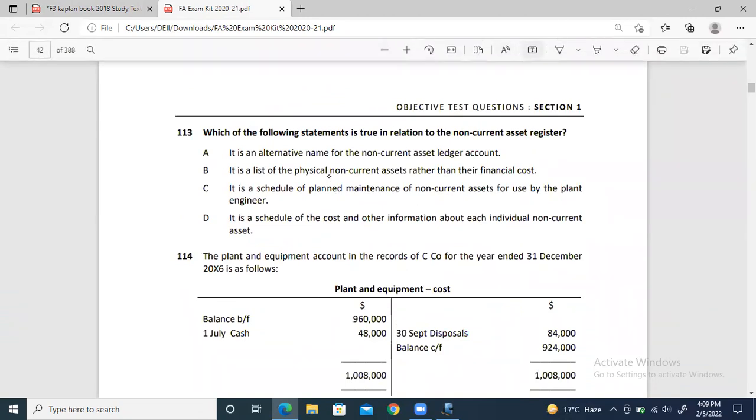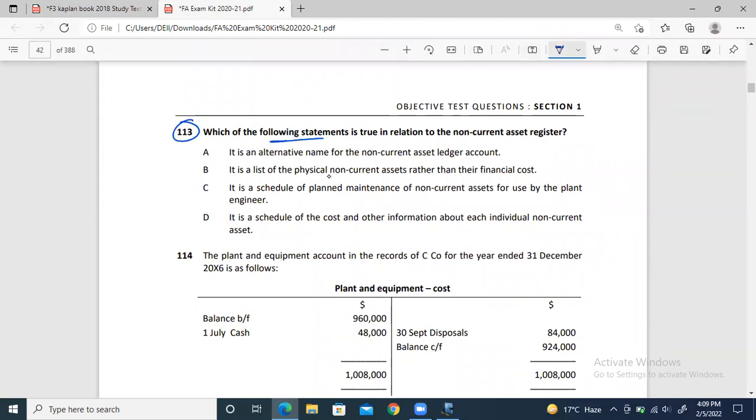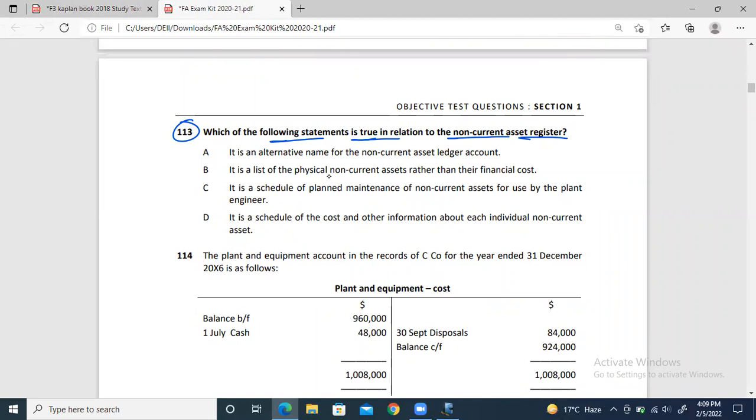Okay, so it's starting from here. Question 113. All right. Which of the following statements is true in relation to the non-current asset register? So we studied the non-current asset register. It contains all the details about the asset, right? So option A is it is an alternative name for the non-current asset ledger account. Note, this is actually wrong because the ledger account is basically the T account, right? So a T account can never replace the non-current asset register. Register is separate. T accounts are separate. And physical assets are separate. So these three are separate things.